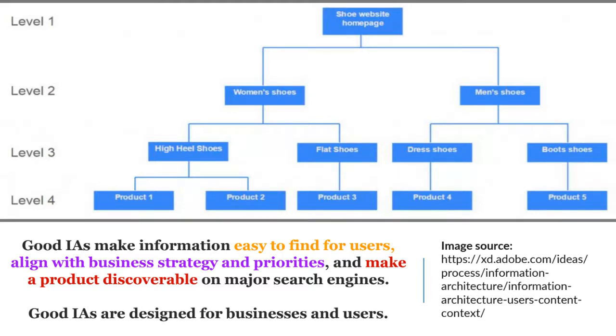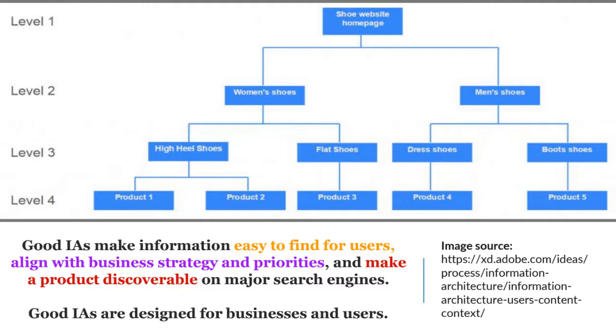So women's shoes or men's shoes. It looks like this is a shoe store, right? And then they have two very high-level categories called women's shoes and men's shoes. When you click on women's shoes, you have high heels and flat shoes. And when you click on high heels, you have product one, product two. So this is your hierarchy diagram. We're going to talk more about hierarchy today.